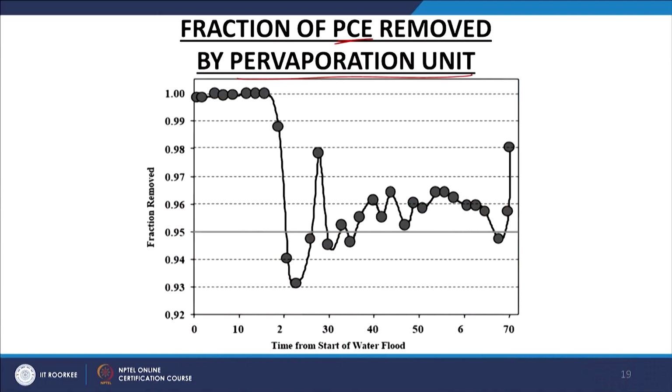So here the axis is from, keep in mind, 0.92 to 2.1. So typically as you can see here, the fraction removed is typically around 95, right, or 95% of the relevant PCE was removed, right? So that's a pretty high removal that was achieved, let's say, right? So this particular pervaporation unit did its job pretty well, and that's something to keep in mind.